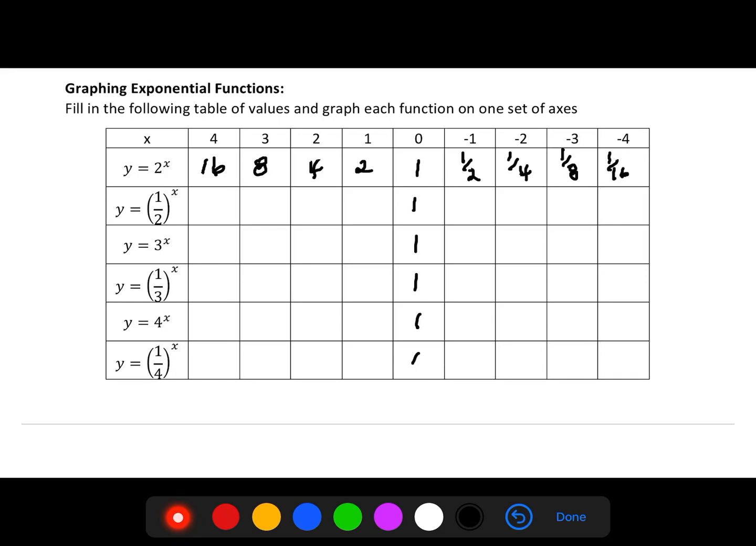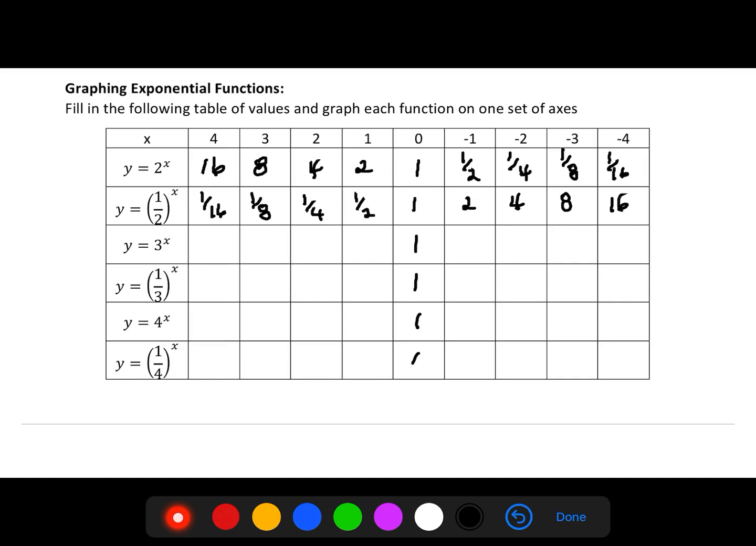Now, if we start the other way and we have 1/2 to the power of 4, that means we have 1/2 times 1/2 times 1/2 times 1/2, which is going to give us 1/16. Then 1/2 times 1/2 times 1/2 gives us 1 over 8, 1 over 4, and 1 over 2. Now, if we have 1/2 to the -1, that means we're going to flip that and it becomes 2 over 1, which is just 2. 2 squared over 1 is 4. 3 squared over 1 is 8. And 4 squared over 1 is 16.